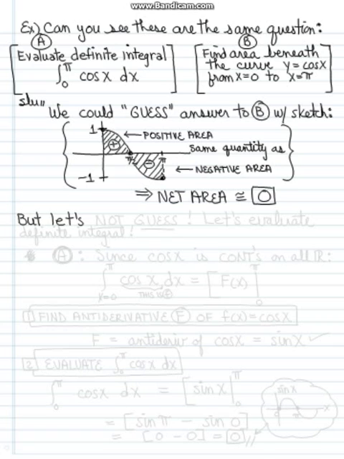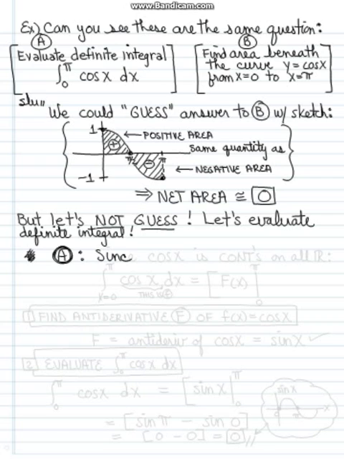All right, but we shouldn't guess. Let's not guess. We want to be accurate about that. Let's evaluate the definite integral in part A, and then we'll get an algebraic solution. I mean, our geometric solution is really a guess, essentially, because we can't be really precise. So part A, evaluate the definite integral.